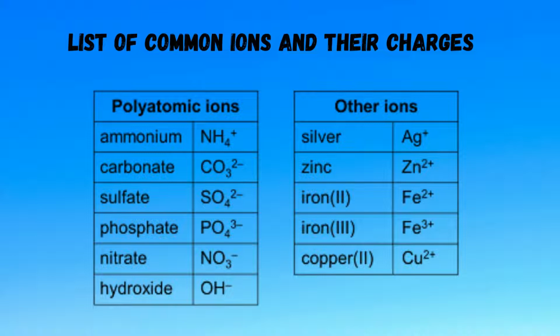Other ions: silver Ag+, zinc Zn2+, iron 2 Fe2+, iron 3 Fe3+, copper 2 Cu2+. So these are some examples of common ions and their charges.